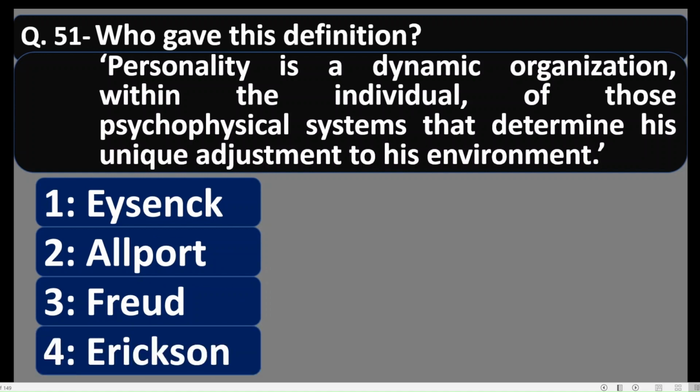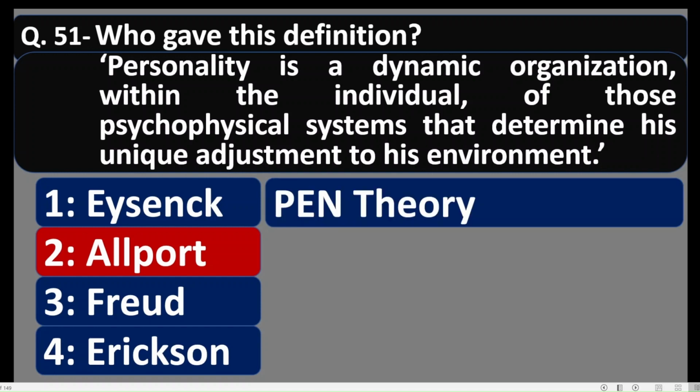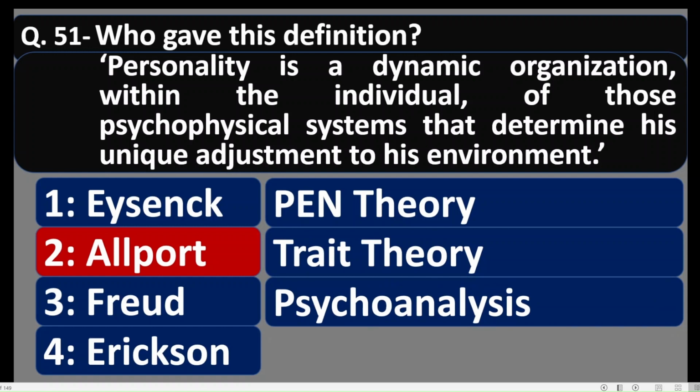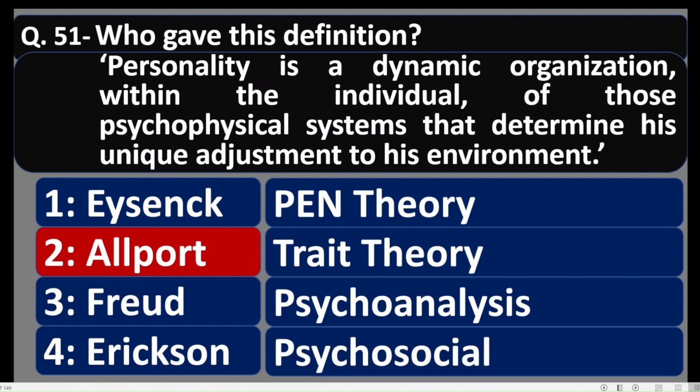These are all psychologists who have given theories of personality. But this definition was given by Allport. We have to remember this definition. Eysenck has given the PEN theory: psychoticism, extroversion, and neuroticism. Allport has given the trait theory of personality. Freud has given the psychoanalysis theory of personality. And Erikson has given the psychosocial theory of personality. The correct option is Allport.